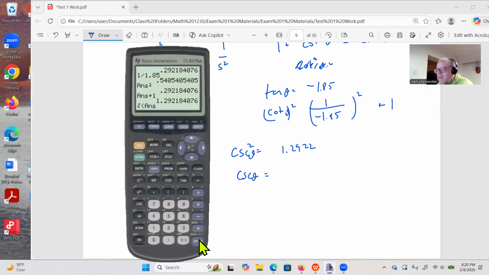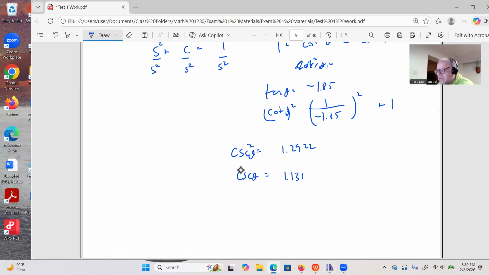Okay, here we go. And we have 1.1367, 1.1367. And just like we did the other one, we have 1 over sine is equal to 1.1367. We'll say 1 over 1.1367 is equal to sine theta, and we'll go ahead and get it that way.